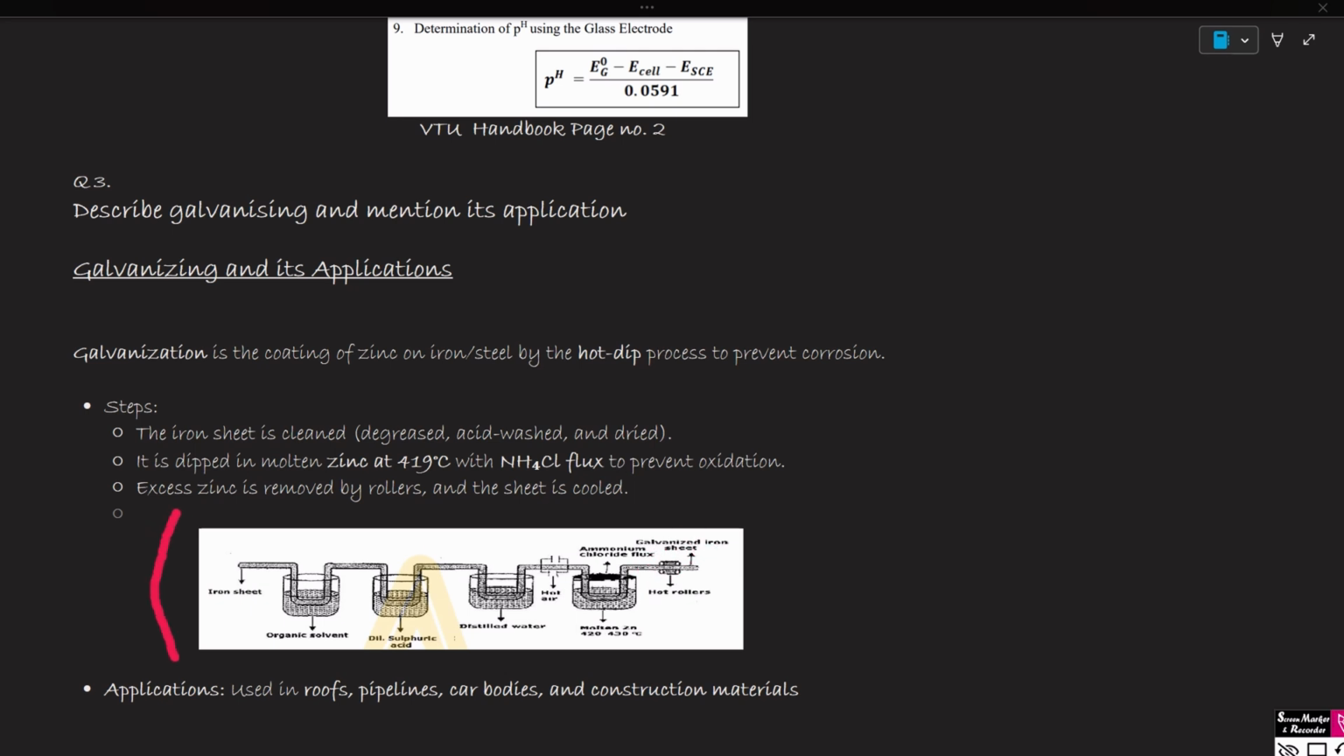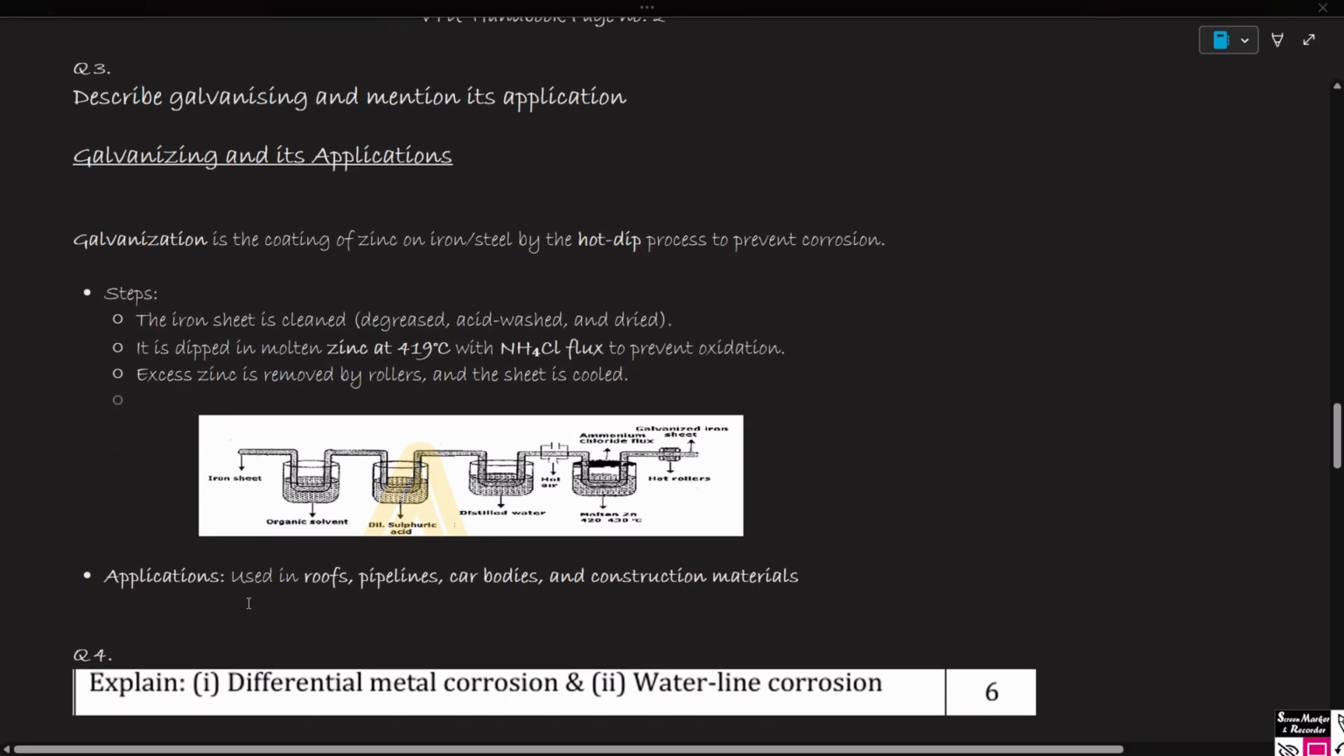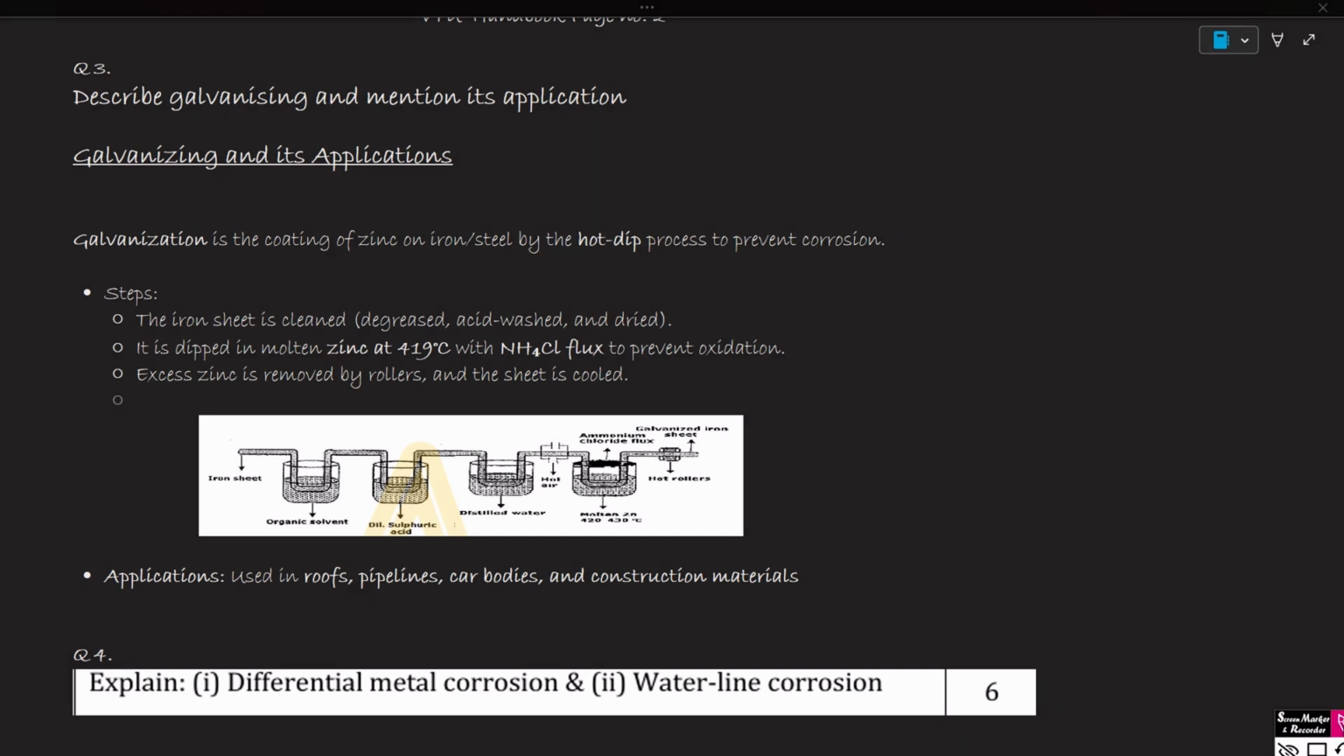You need to draw this diagram. No need to draw in detail, just draw four troughs and a straight pipe going deep from all the four. Later you just mark it galvanized iron sheet. Remember to write organic solvent, dilute sulfuric acid, distilled water, and molten zinc. You will get full marks on this question. Applications: used in roofs to prevent corrosion, pipelines, and also in car bodies recently, and construction.